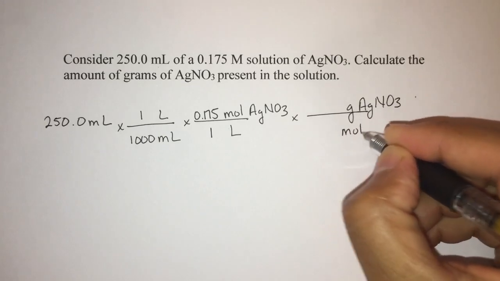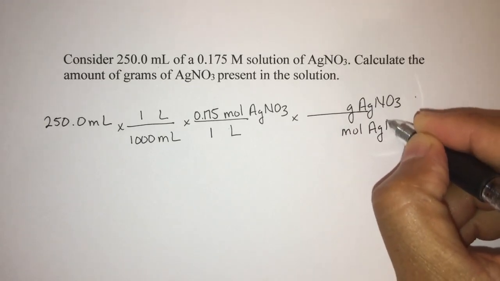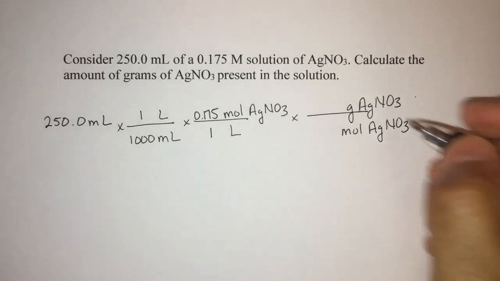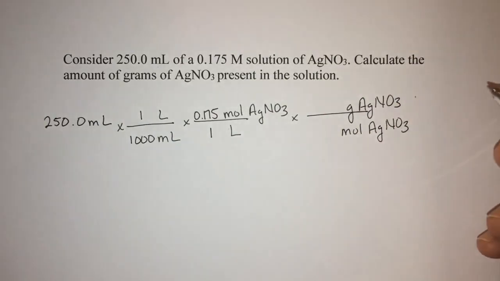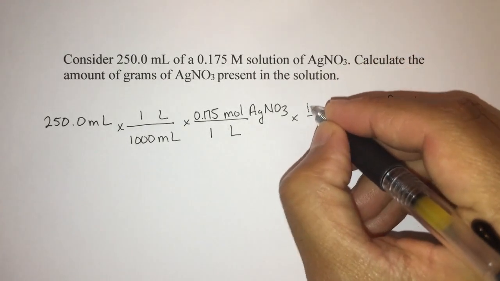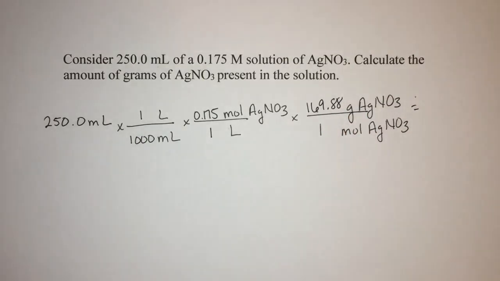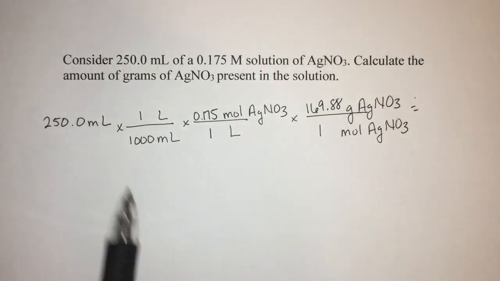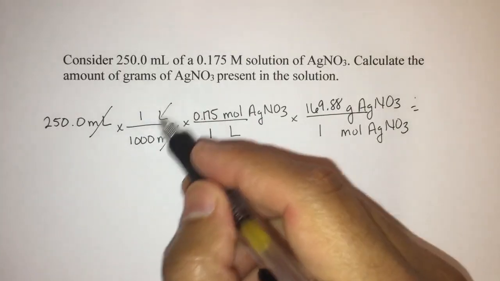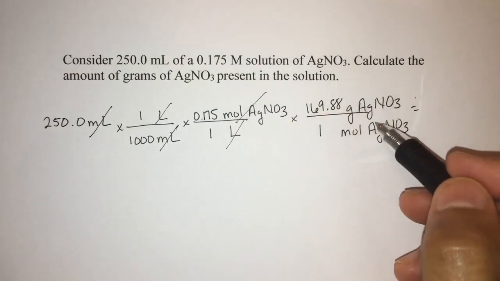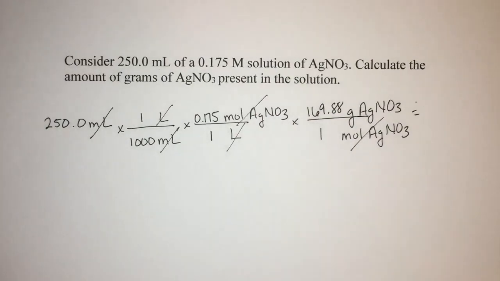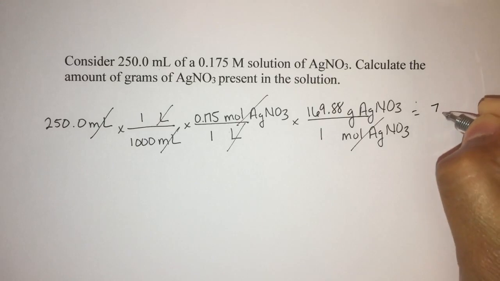We'll cancel moles of silver nitrate and put that in the denominator. Grams and moles, of course, is the molar mass. 1 mole of compound is equal to 169.88 grams. Okay, check the units. You notice you've got milliliter over milliliter, liter over liter, mole of compound over mole of compound. So everything cancels except for what we want in the end, the grams of the silver nitrate. So the answer here, 7.